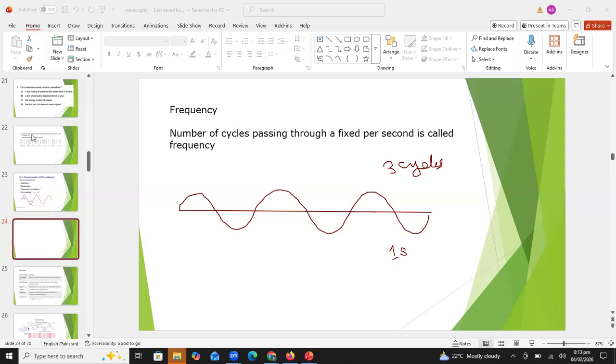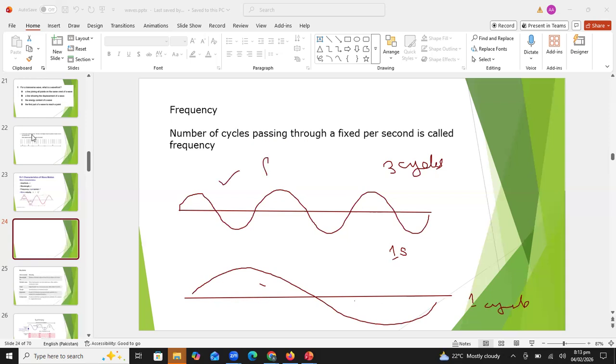But if I draw another wave here, and if I draw one more wave here, there is only one cycle, which is making one crest and one trough. So it means that there is only one cycle per second. So the first wave has greater frequency and the second wave has less frequency. So if there are more cycles in 1 second, that is greater frequency.